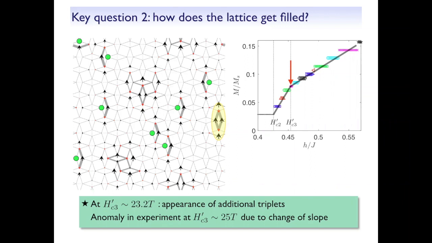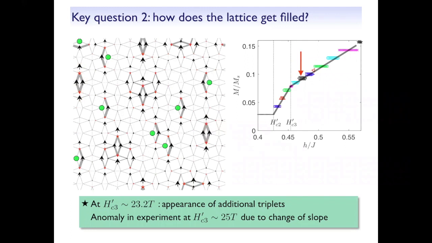So depending on the local environment of impurities, it can be energetically favored to put a triplet instead of a bound state excitation. And what we also observe at this characteristic field is a change of slope in the magnetization curve, which in the end we believe is the reason for the additional anomaly found in experiments at fields close to the value they have found. From here we can increase the field further, and then the lattice just gets filled with these states more and more. Okay, so we got an understanding for these two new anomalies.